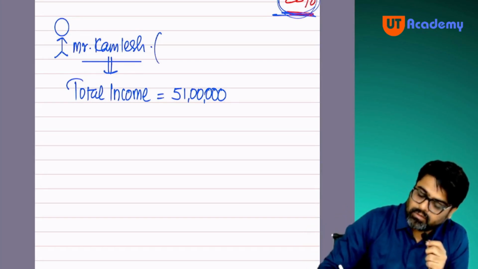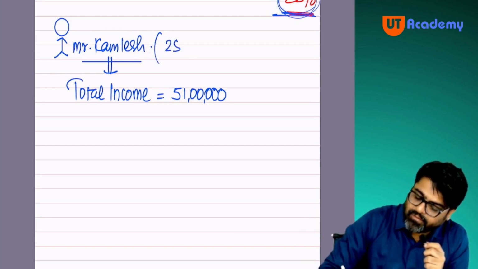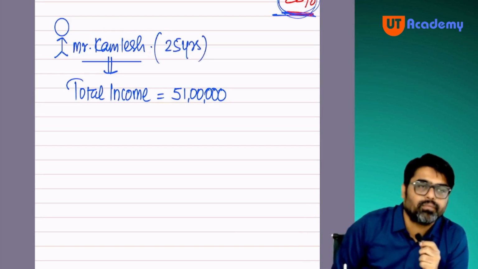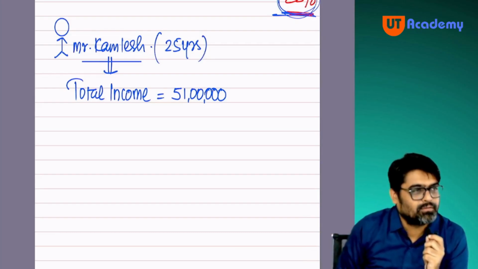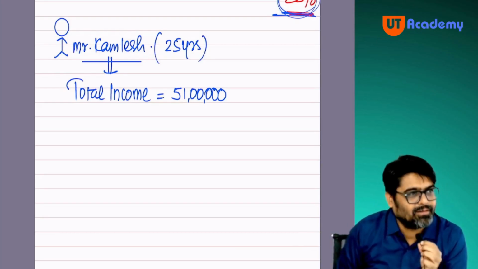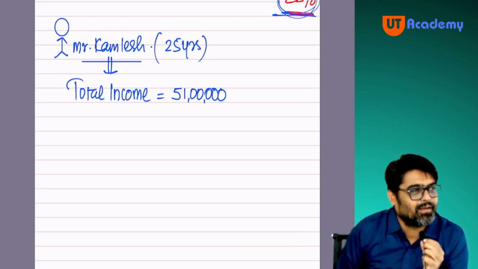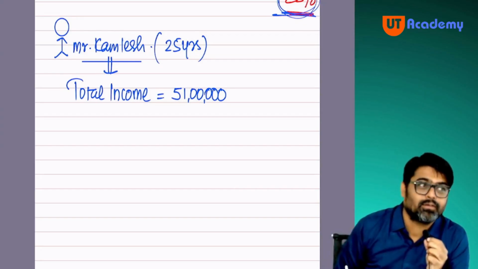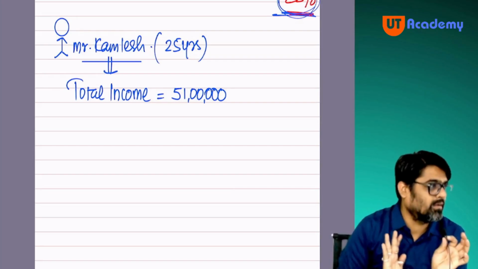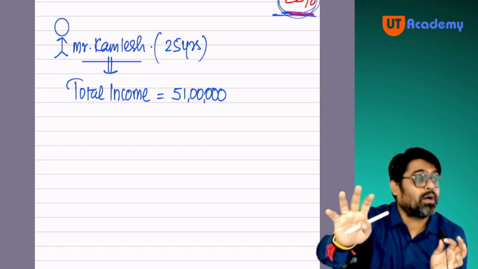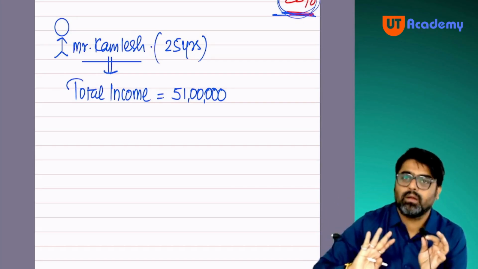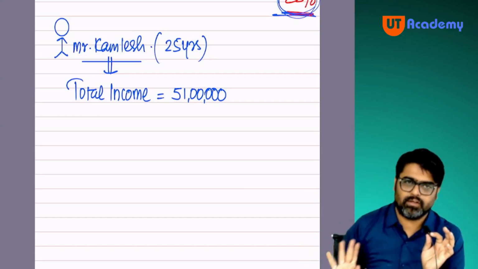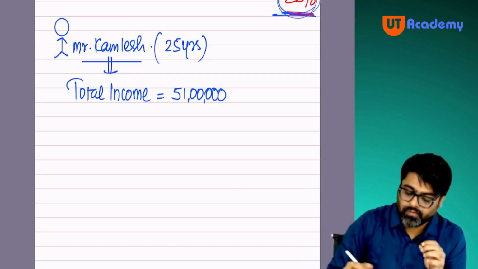Kamlesh is 25 years old. Senior citizen, no? Not a senior citizen. Why? He's a resident, and his age is not more than the senior citizen limit. So he is a resident individual, but not a senior citizen, and he is earning a total income of 51 lakhs.